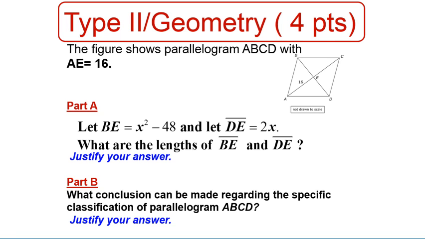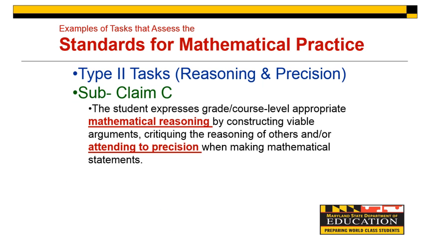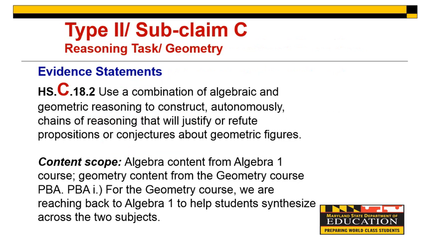So there's slide 15. Slide 16 talks about the standards for mathematical practice and the fact that this geometry problem was a type 2 and that it was subclaim C. And then more information about subclaim C, and what's very important is this whole idea that they need to have algebra in order to solve and come up with the answer for this geometry problem.